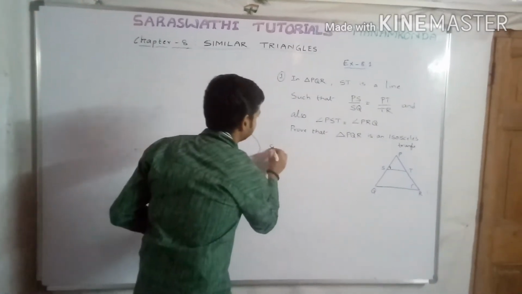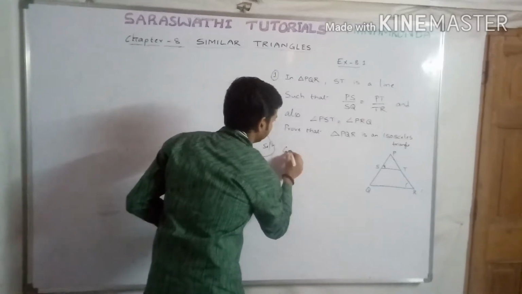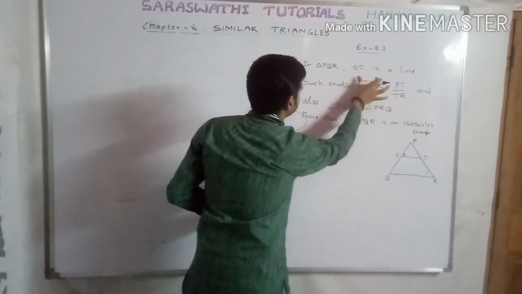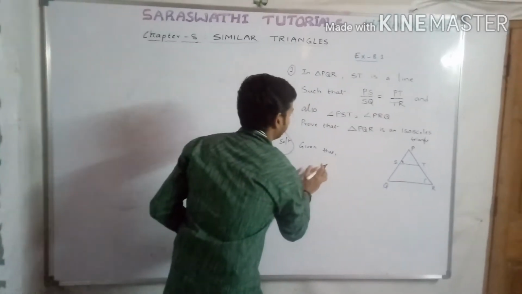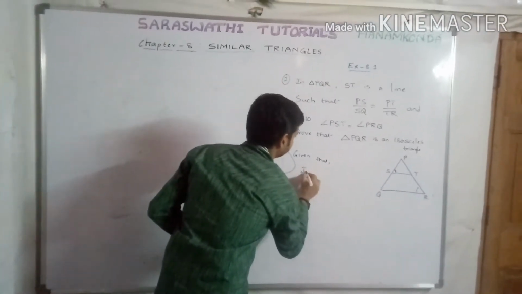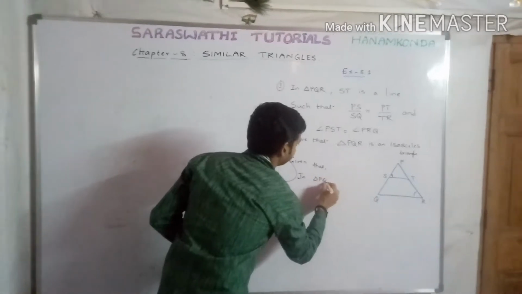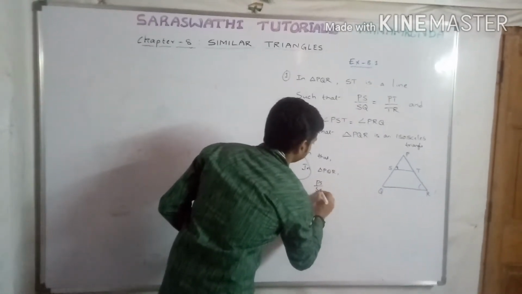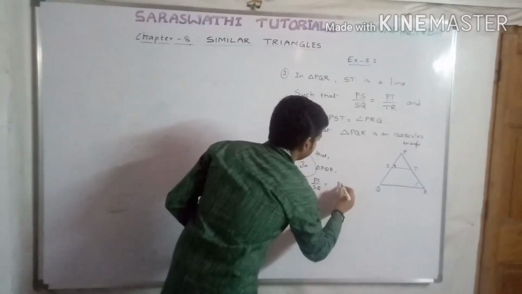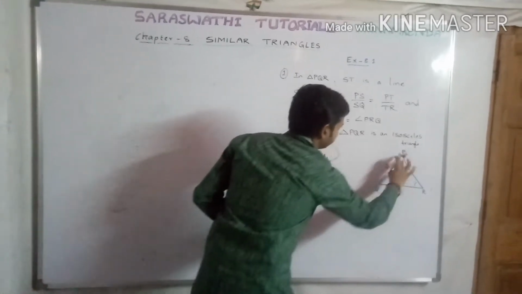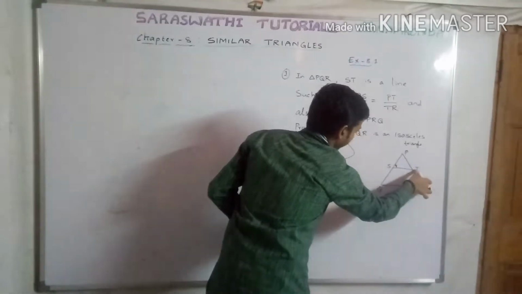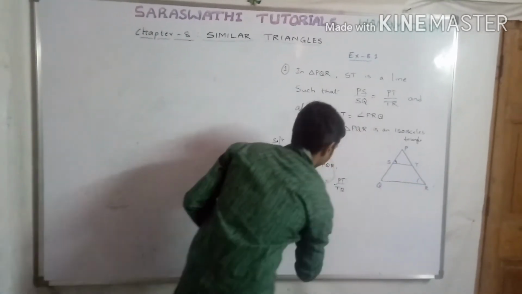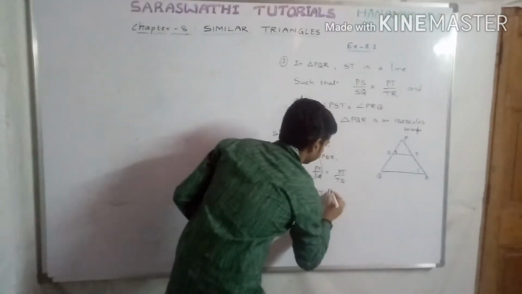First write the given condition. Given that ST is a line such that PS by SQ equals PT by TR. So in triangle PQR, it is given that PS by SQ equals PT by TR. That implies that ST is parallel to QR by the converse of BPT.